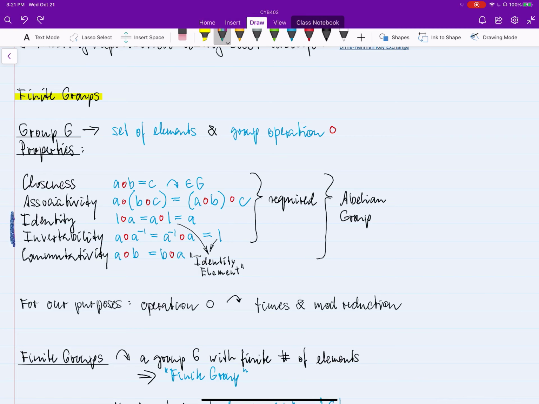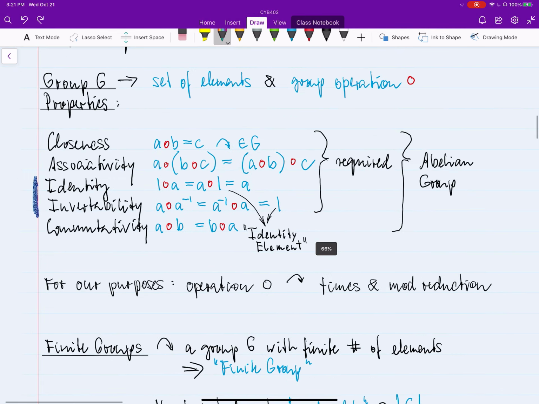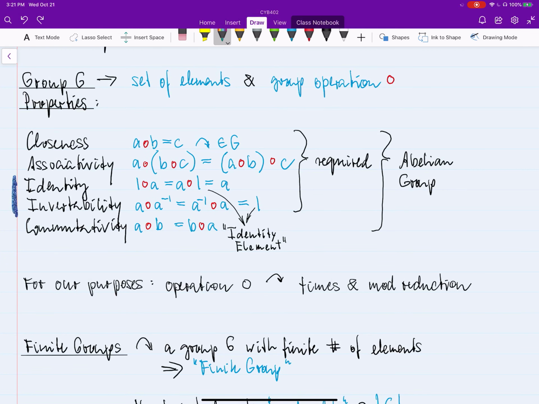So under multiplication, the identity element would actually be 1. So 1 times an element a is the same as a times the element 1, which is a. And invertibility: an element a times its inverse, or the other way around, yields 1.